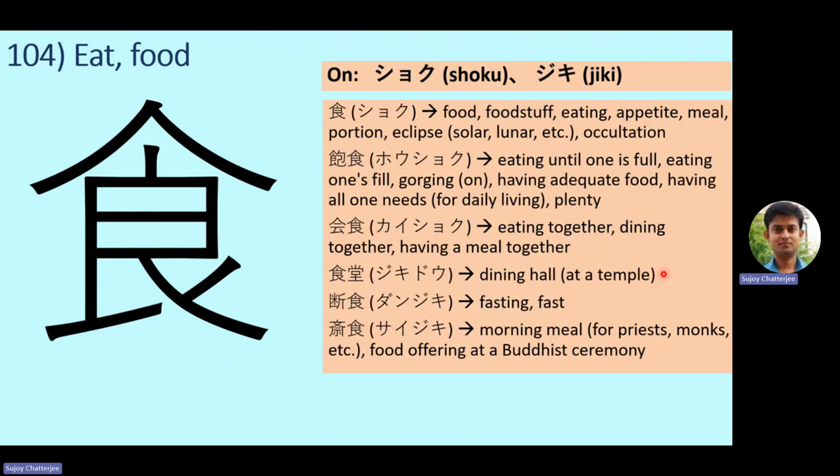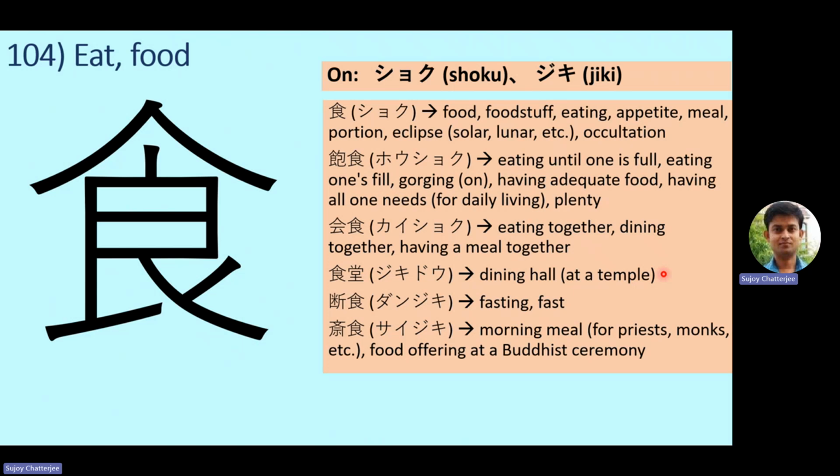Let's look at the onyomi readings. Shoku. This is again very, very commonly used. We have already used shokudo, which means cafe or dining hall. And jiki is another reading. Shoku means food or foodstuff, eating, appetite, meal, portion. It could also mean eclipse of the sun or the moon, that is solar eclipse or lunar eclipse, that is occultation.